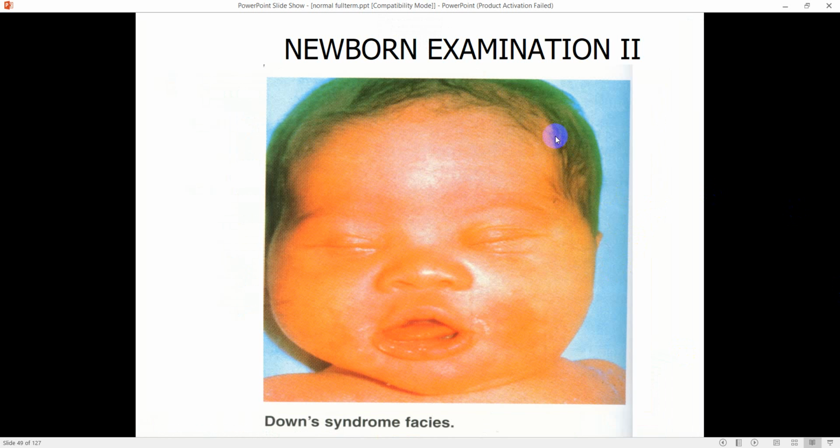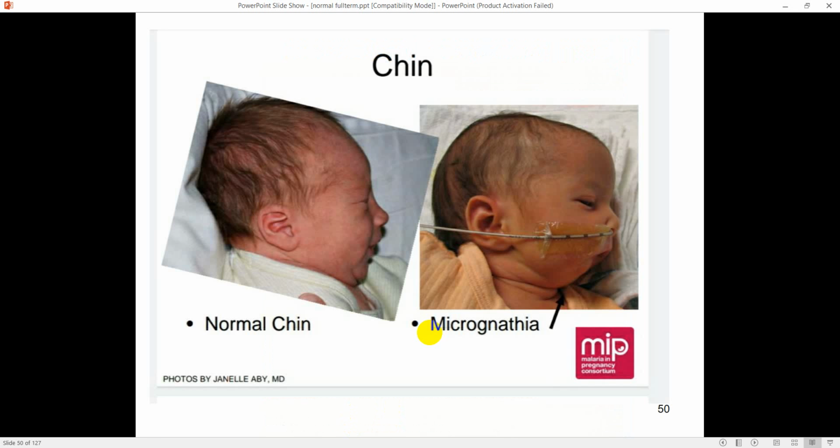This baby, when we look at his face, we can diagnose him as having Down syndrome. Look at the eye slant, going upwards, and there is a protrusion of the tongue. So this baby has Down syndrome.